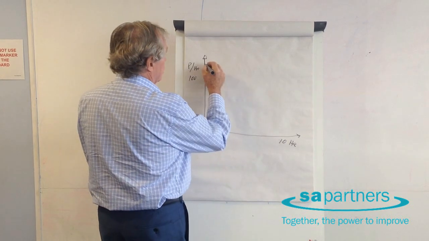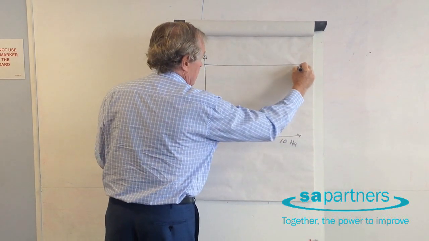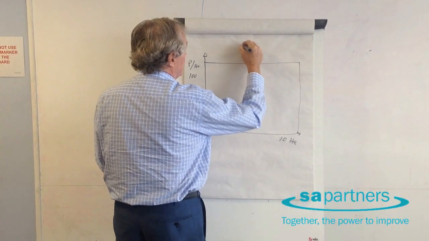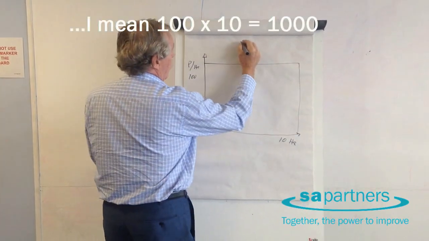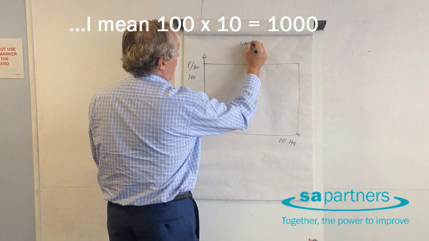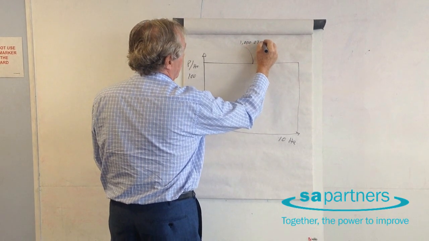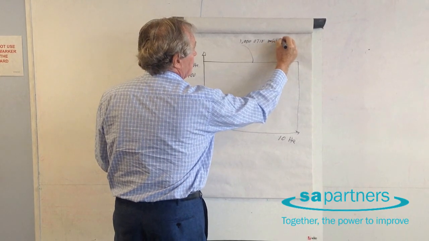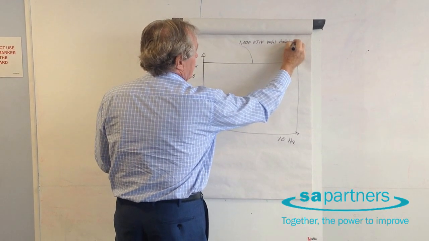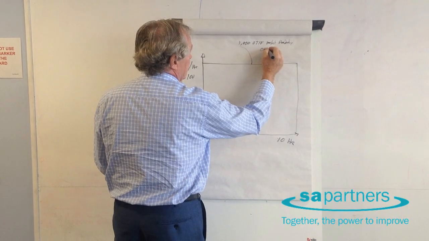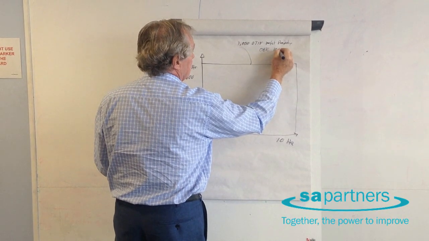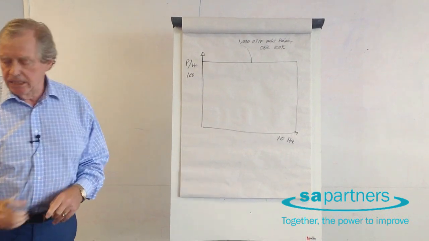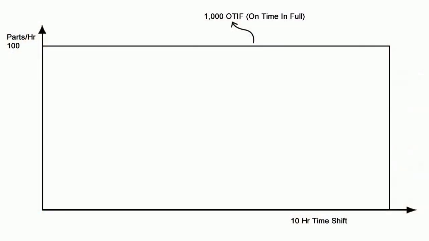So I come in, switch the machine on, and 10 hours later, I've had the perfect shift, and I have produced 10 times 10, 1,000 on time, in full, perfect products. In other words, my overall equipment effectiveness is 100%. Brilliant, absolutely brilliant. But the reality is somewhat different.